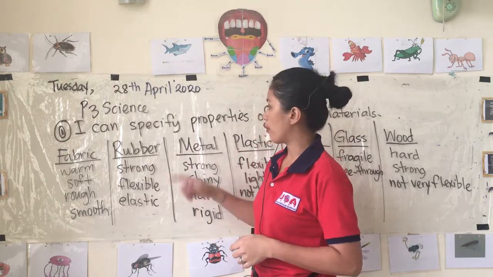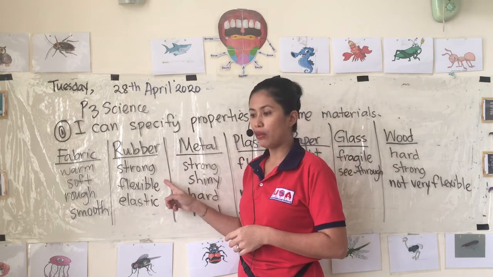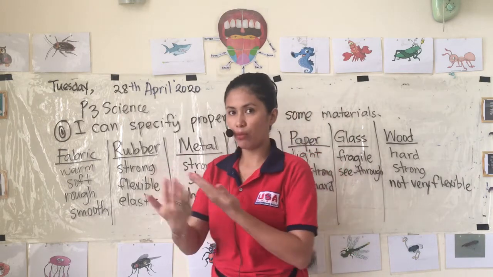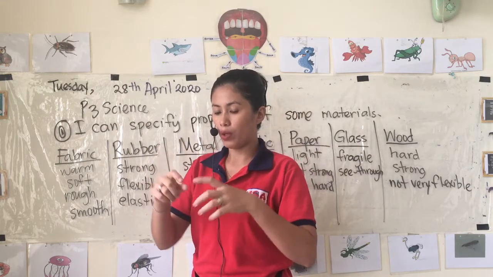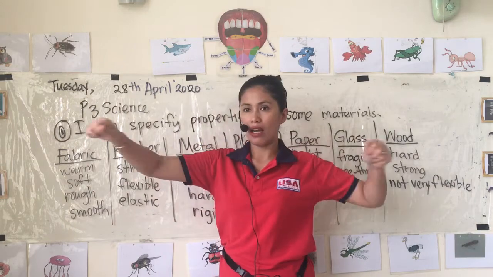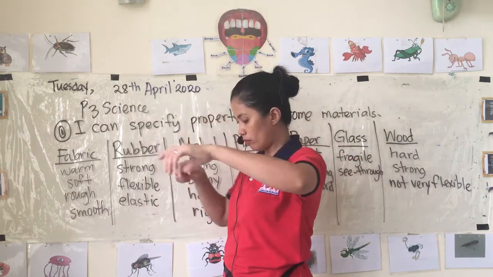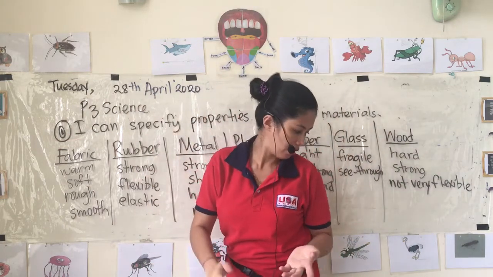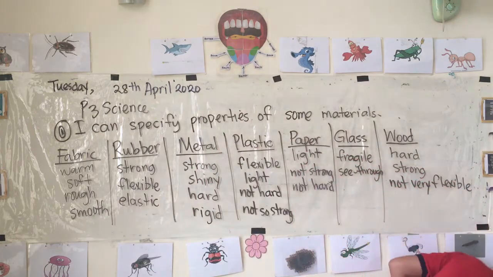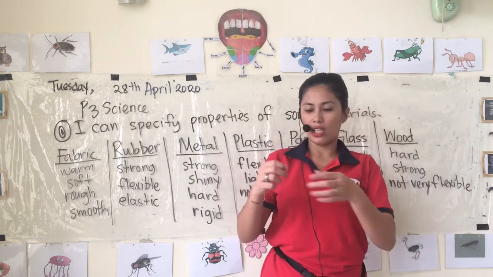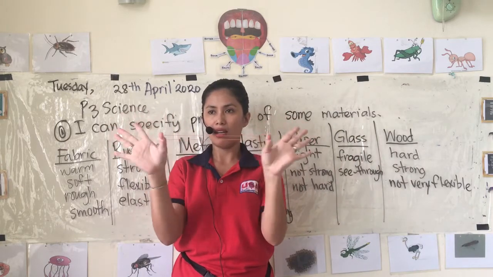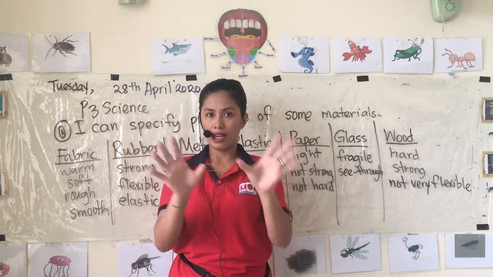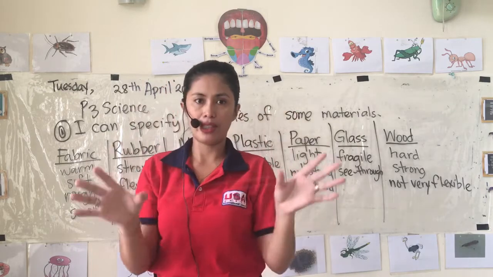Okay, so rubber is strong, it is flexible, and when you say flexible, you can bend it, stretch it, fold it. But when we say elastic, it means you can stretch it, just like a rubber band, like this. This is a rubber band, so it is very elastic, meaning you can stretch it sideways or up or down.